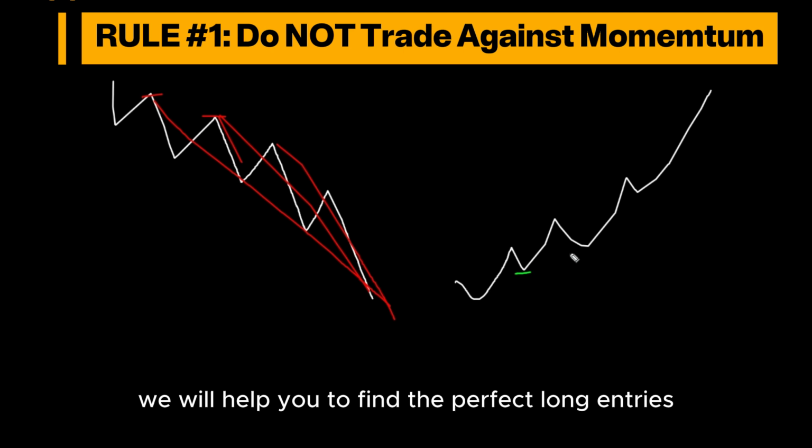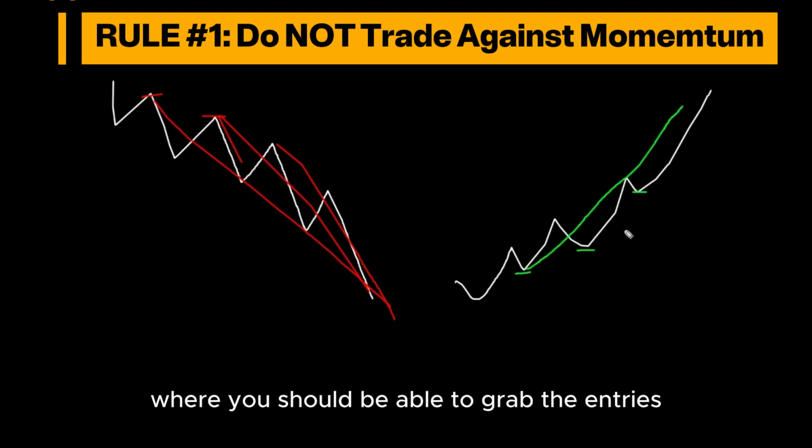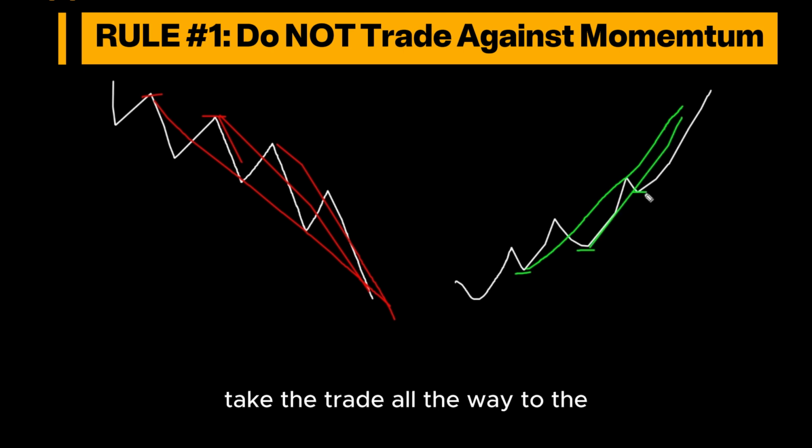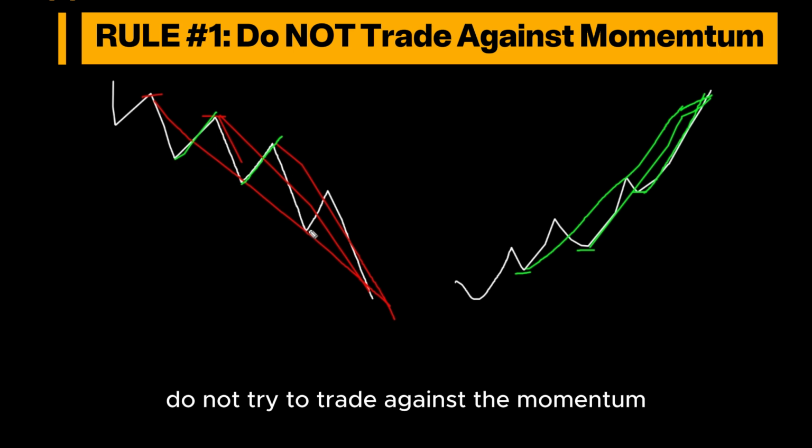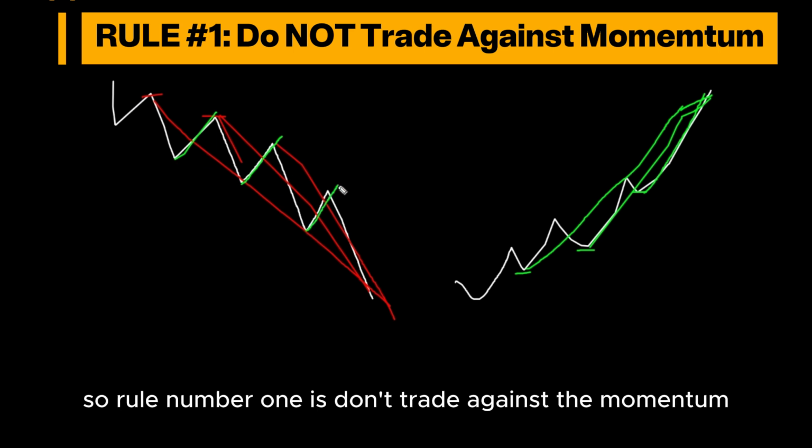We will help you to find the perfect long entries, something like this, where you should be able to grab the entries and take the trade all the way until the momentum is over. But what you should not do is, when the market is going downwards, this strategy that I'm going to teach you is not going to help you to find the reversals. Do not try to trade against the momentum. So rule number one is don't trade against the momentum.